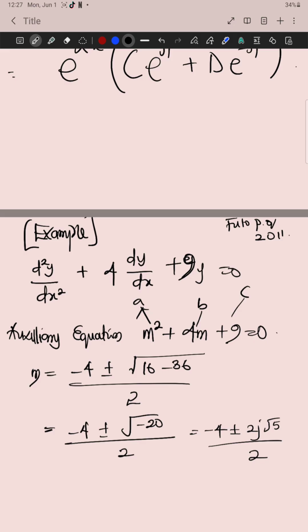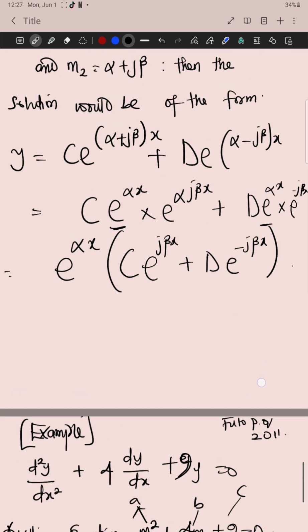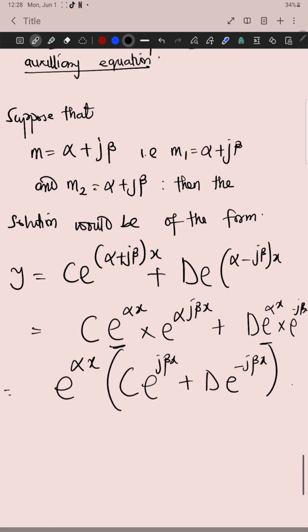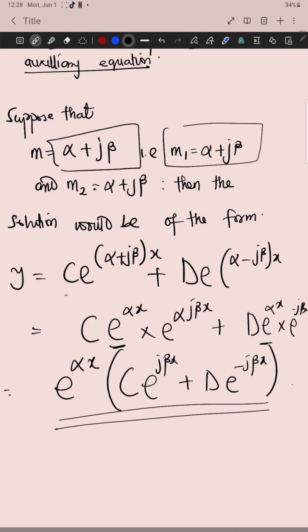The question is, how did I get j? Don't forget, I told you that the j comes in at this point. Your m becomes a plus or minus jb. Is that clear? So suppose that you have this, then your y will be this.